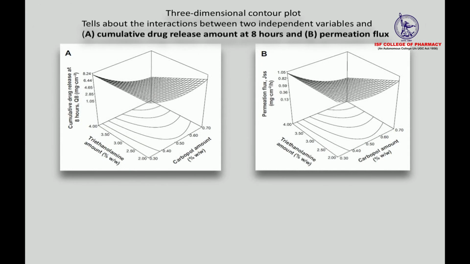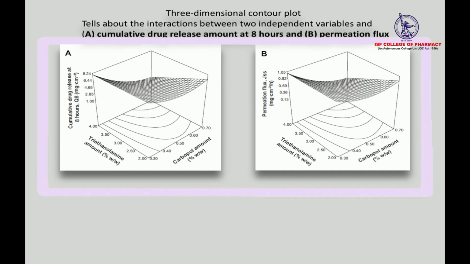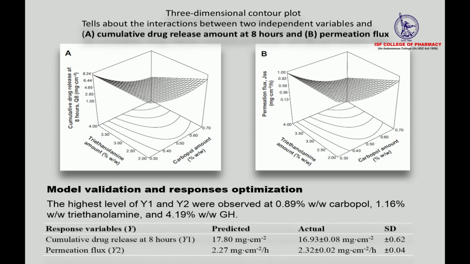Hence, the effect of these two concentrations was more significant for the optimization process. Therefore, the correlation between the combination of carbopol and TEA concentration with both of the dependent variables was also investigated in 3D response surface graphs along with 2D contour plots. These graphs show the interaction between these two independent variables either with cumulative release at 8th hour of the study or with the permeation flux.